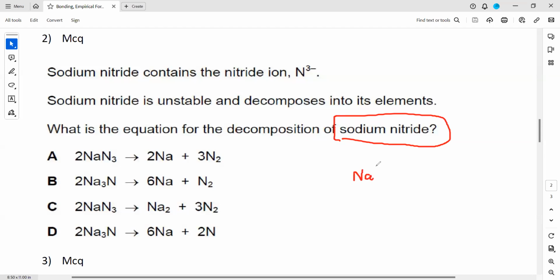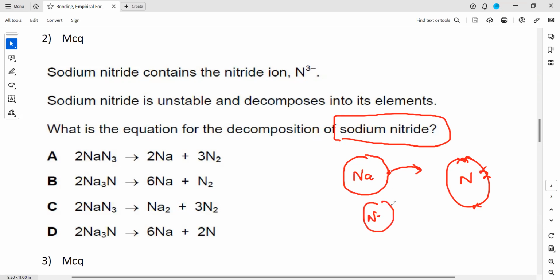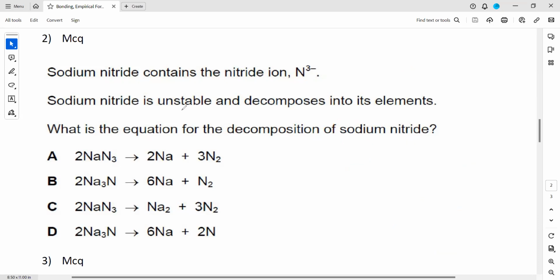Because sodium is group 1, it has one electron in the outer shell, so it will lose one electron. Nitrogen belongs to group 5, so it already has 5 electrons in the outermost shell. How many electrons does it need? It needs 3 electrons. So how will it get 3 electrons? There must be 3 sodium atoms nearby. So what should be the formula of sodium nitride? It should be Na3N, because each sodium loses 1, so 3 sodium will lose 3, and nitrogen needs 3, so it will gain them. So the formula for sodium nitride will be Na3N.